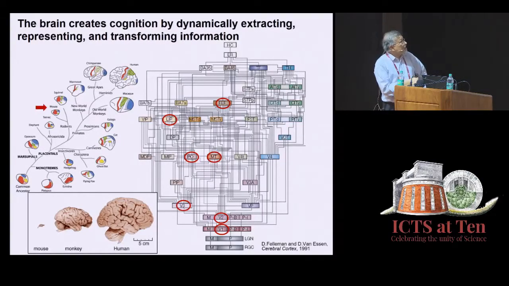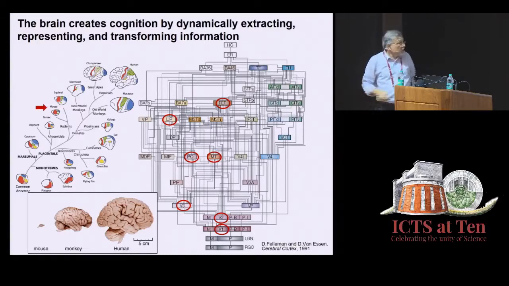the brain creates cognition, and so here are some issues. We can state the brain creates cognition by dynamically extracting, representing, and transforming information. Our goal is to understand the human brain. We can hardly study the human brain. We can only do non-invasive measurements, or in a few people who give you access because they are desperate, to the open brain, so to speak, so that you can put electrodes.